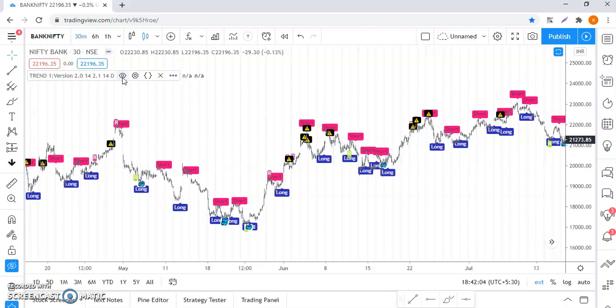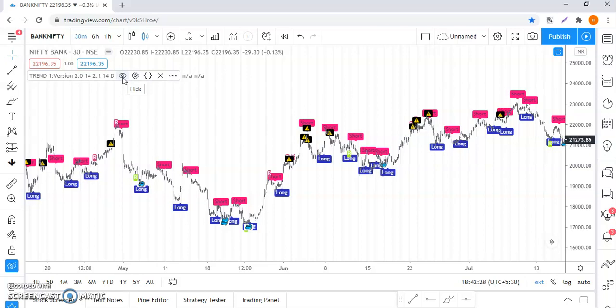Since you are doing intraday trading, I recommend following the trend of a 30-minute chart. I know there are a lot of people who trade on a 5 minute or a 1 minute chart. So how do we trade on a 5 minute chart?